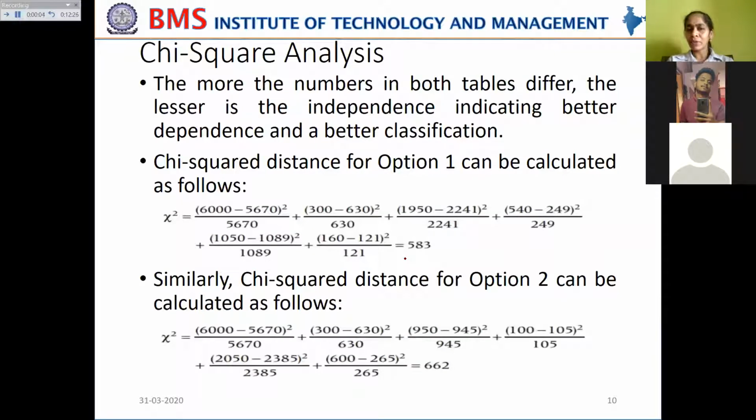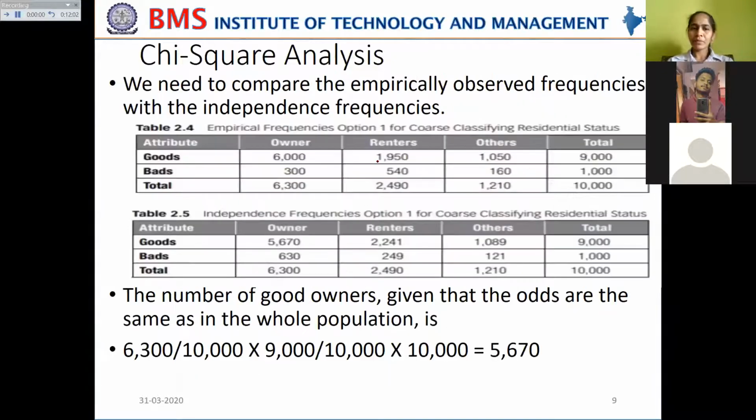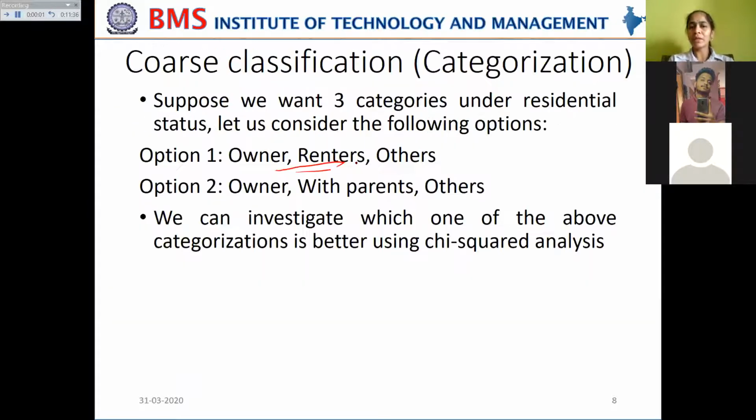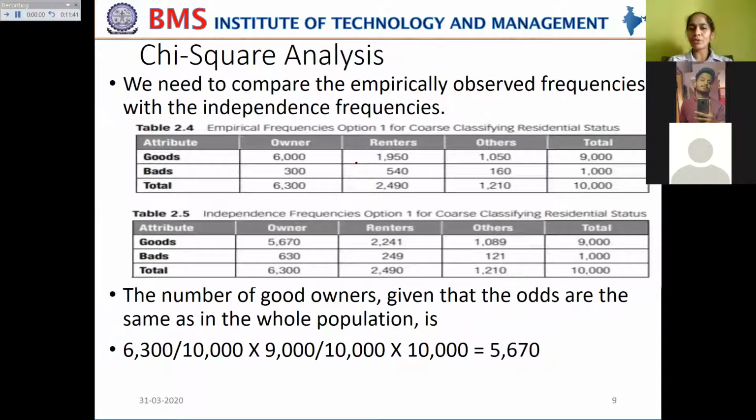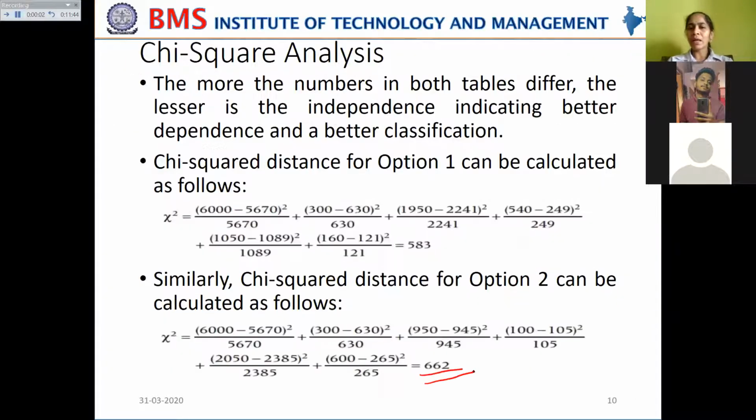The deviation between the empirical observations and the independence frequencies, squared and divided by the independence frequency, added through all the observations, gives you the chi-square value as 583. This is for your option 1 categorization, that is, owner, renters and others. Now we have also calculated the chi-square value for option 2, and that is observed as 662.